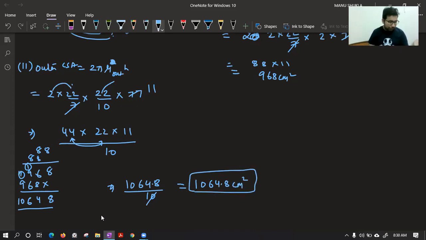Now what they are asking is the total surface area. If we just add this inner and outer, will we get the answer? Please tell. For the total surface area, if I just add the inner and the outer, will I get the answer? Good, Ananya, Anuranjan, Utkarsh.